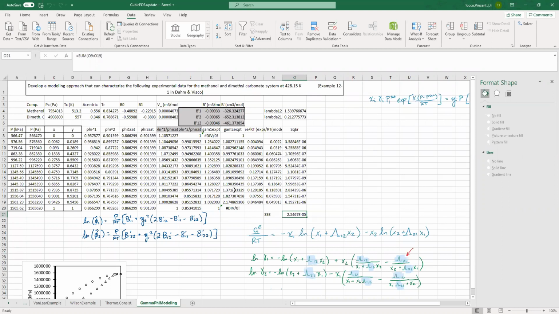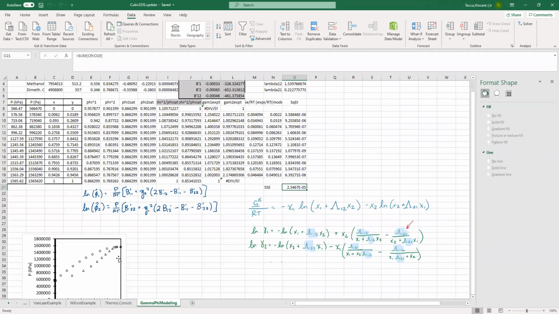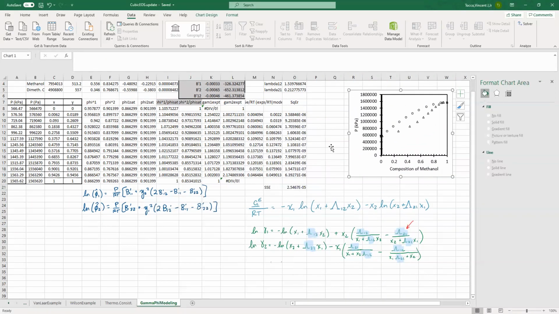So all we've done so far is we've fit parameters to the model, but we still have to go about predicting. I still have to go about tracing my PXY lines in order to see how well this model fits. So like I said, that'll be the subject of the third video.